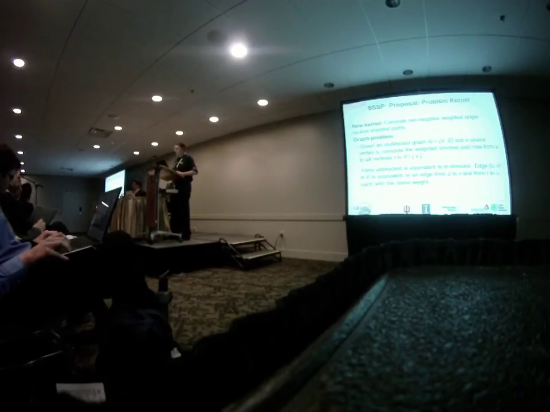The problem kernel for single source shortest path will be to compute non-negative weighted single source shortest path. So given an undirected graph, similar to what we have with the breadth first search kernel now, we want to compute a weighted shortest path tree from a source vertex to all other vertices in the graph. And undirected here is equivalent to bidirected. So if we have an edge from U to V between two vertices, we think of that as equivalent to having an edge from U to V and also from V to U with the same weight.